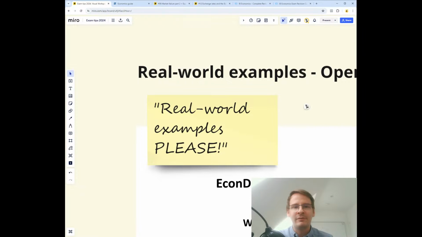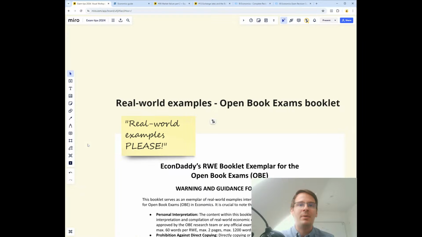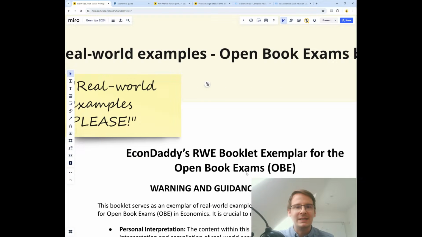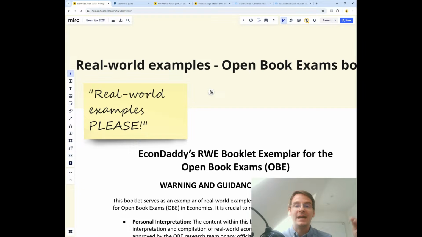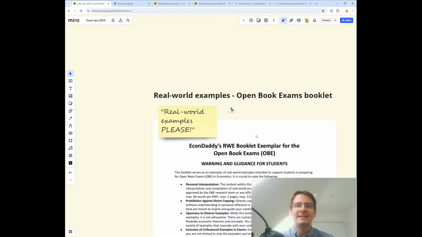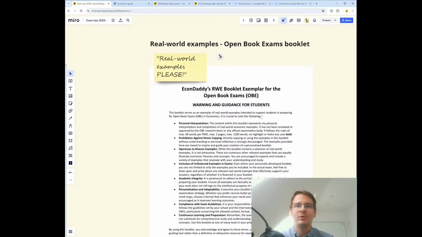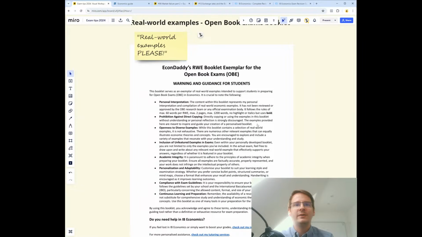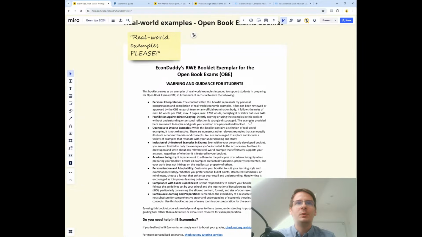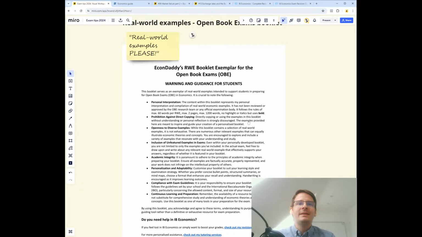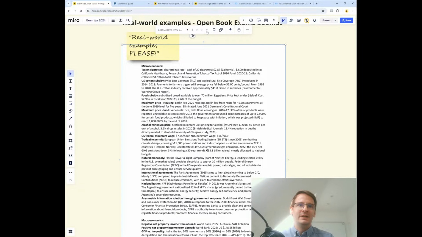Nevertheless, I guess you have heard that there is a pilot this year. There are open book exams in many schools with given criteria for students to prepare a booklet for themselves, and that's exactly what I've also done. I've put together a real world example booklet that I myself would use if I could take the open book exams, with lots of examples.